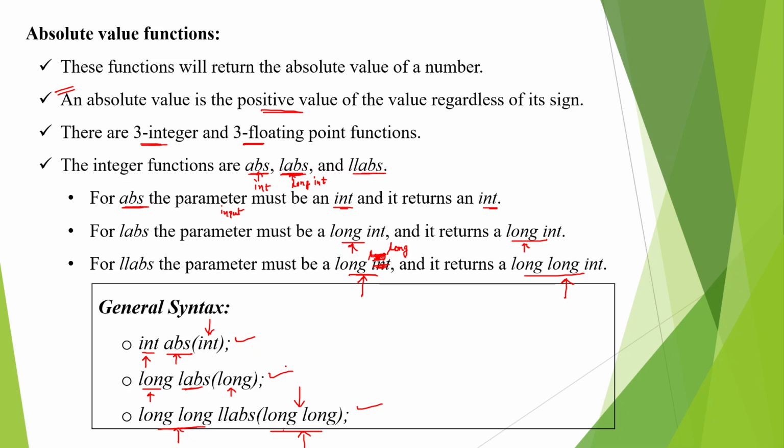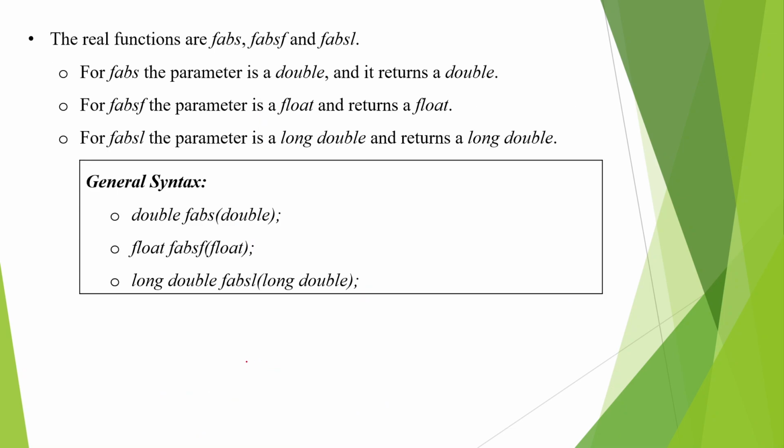Then for floating point numbers, for fractionals, again here also we have three different types of functions for calculating the absolute value. The first one, as you can see, fabs, is associated with double. It will take an input of a double value and return a double value only. Input may be positive, may be negative, but output is always positive.